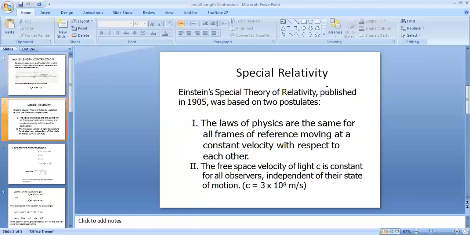As per the special theory of relativity, there are two postulates. One is that the laws of physics are the same for all frames of reference moving with uniform velocity or at rest with respect to each other, meaning having no acceleration with respect to each other. The second postulate is that the speed of light in free space is a universal constant, with value c equal to 3 multiplied by 10 raised to power 8 meters per second.